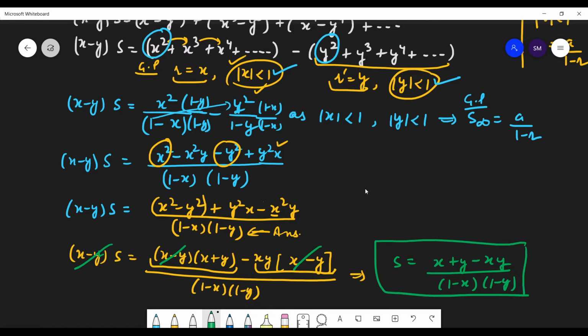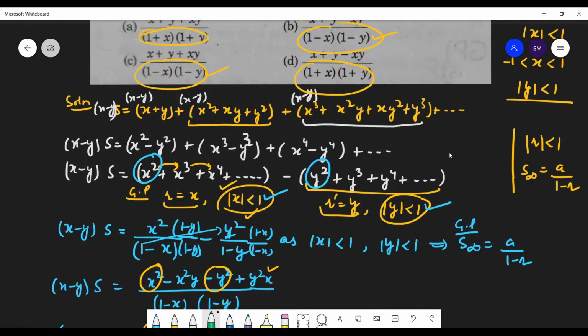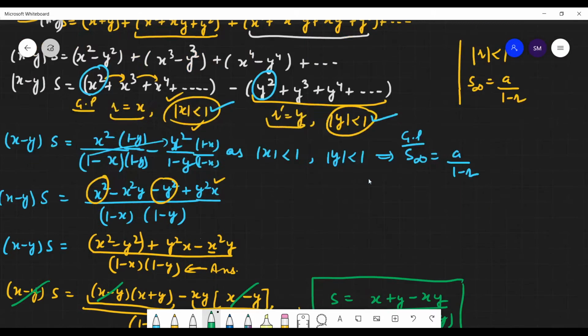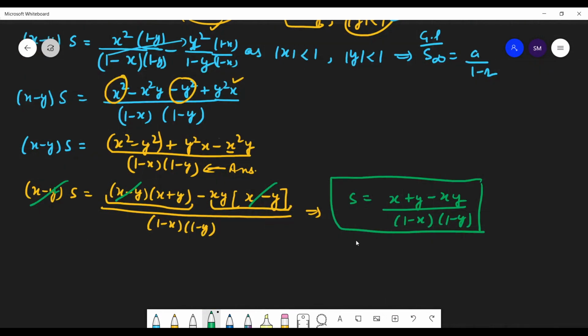So which option is correct, students? Option C. Sir, second. No no, here it is plus, and here it is minus, so we took minus common. So x plus y, Option B. Option B, x plus y minus xy. Okay.